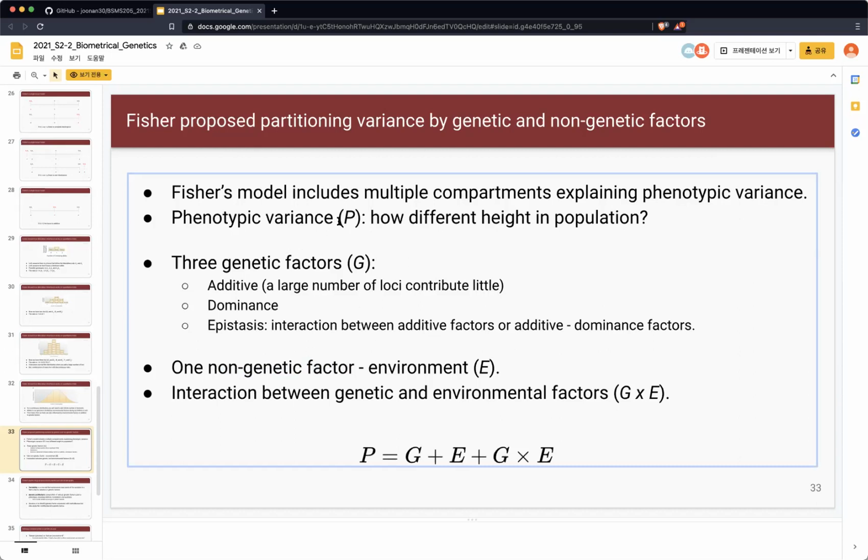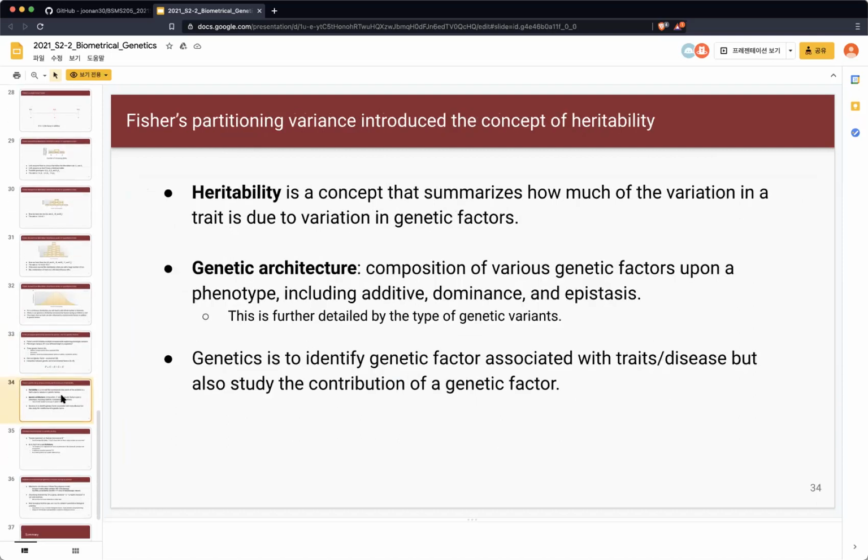But anyway, Fisher's model has these compartments. Once you have the trait variability, the phenotypic variance, then you have interactions between the genetic and environmental factors. That is the classic formula: the phenotypic variance P equals genetic factors plus environmental factors plus genetic factors interacting with environmental factors. P equals G plus E plus G by E. This is the classic concept we have to understand in modern genetics.